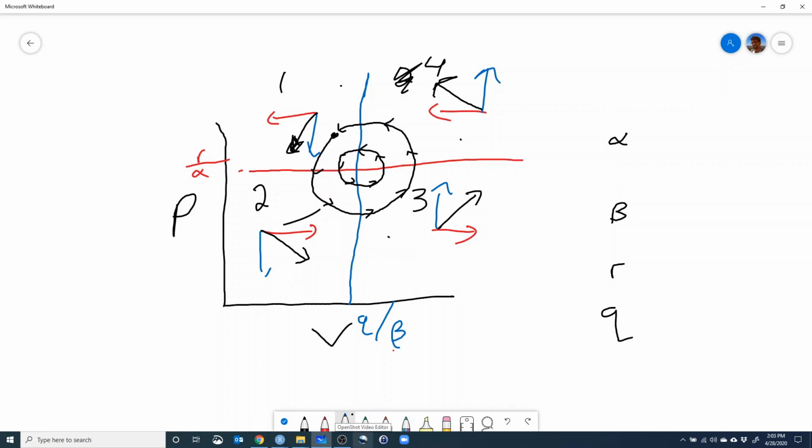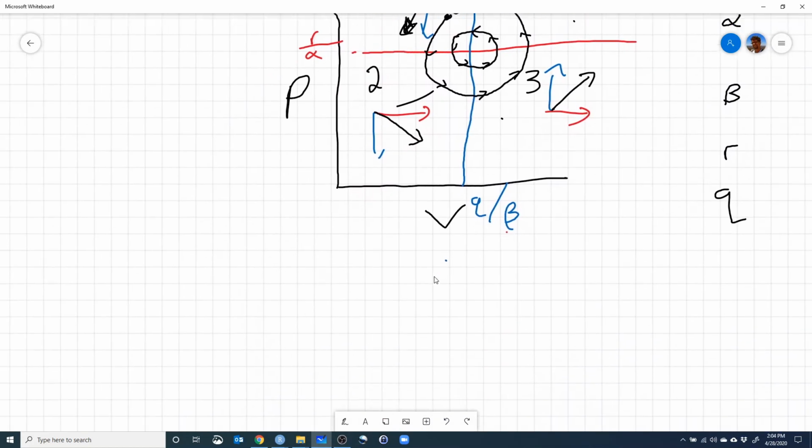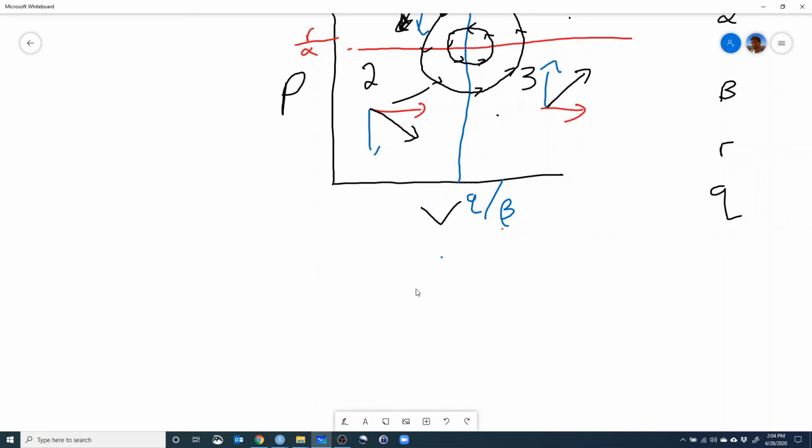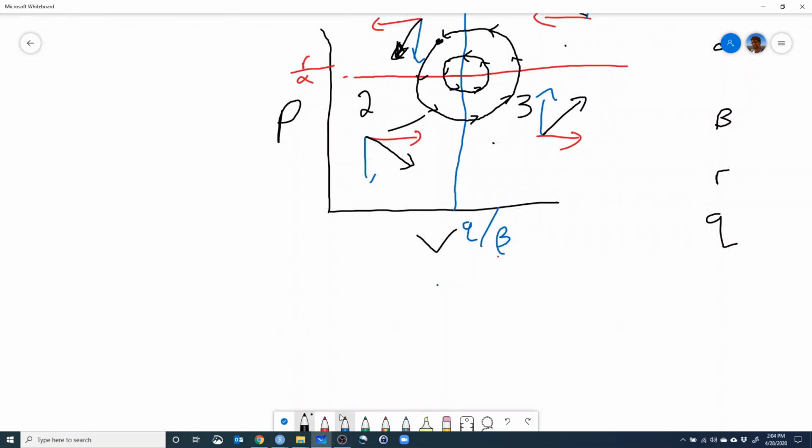And I'll draw this back in black here. Okay. And let's move this down. Let's understand why that is. All right. So why is R over alpha the victim isocline, and why is Q over beta the predator isocline? Well, let's look at the Lotka-Volterra model one more time. All right. So the Lotka-Volterra model is two equations.